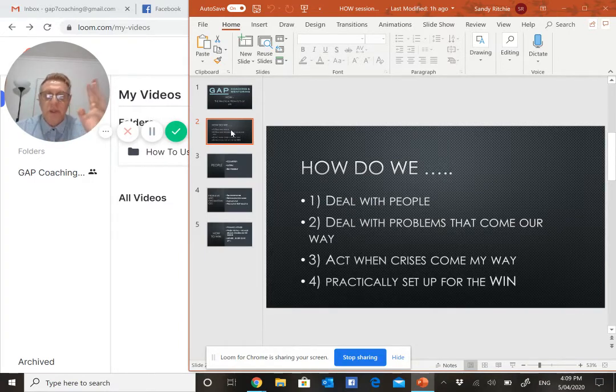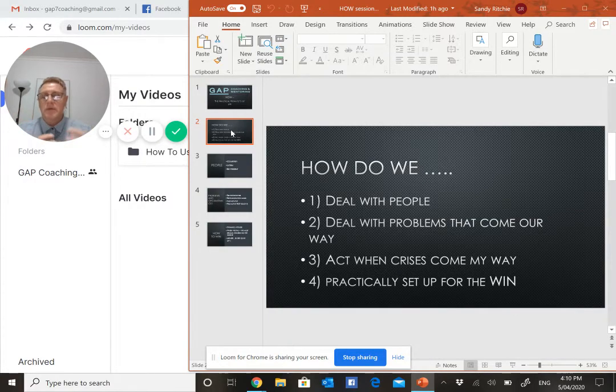So that's number 3. And number 4, practically setting up. How do we practically set up for the win? Because all of us really want to win. It's not so much that we want to win from the point of view of arrogance or that kind of stuff, but we want to have a win in life. We want to be significant. We want to be successful. We want to say that we've made a difference, that we've made a mark on the world in which we live.